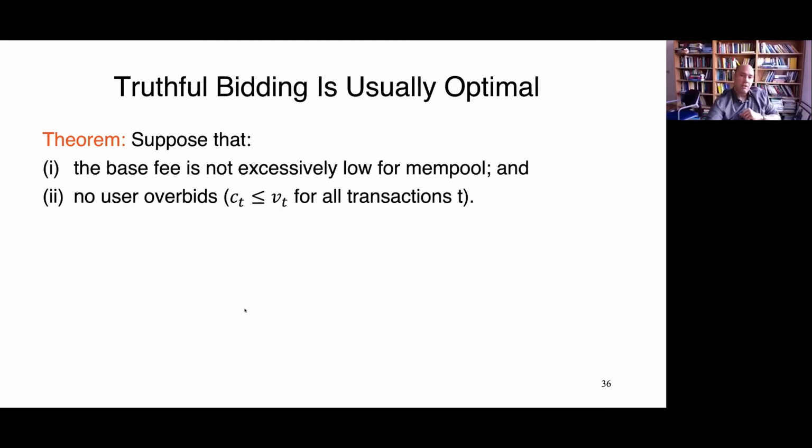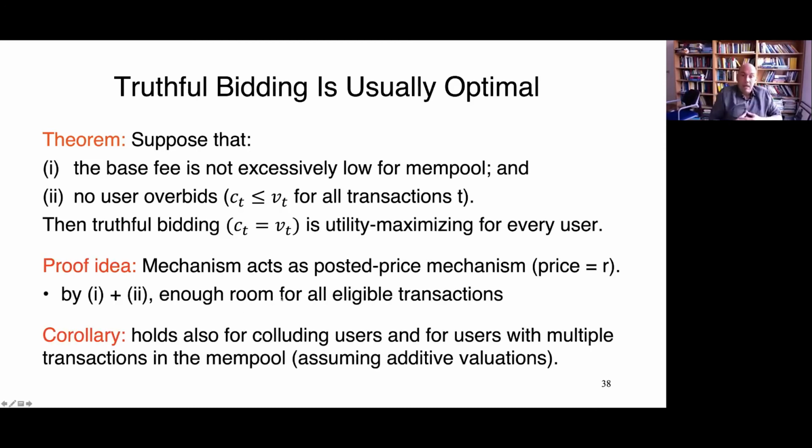Now, as long as these two things are true, then in fact, truthful bidding is guaranteed to be utility maximizing for every user, no matter what their valuation, no matter what the valuations of the other bidders as well. Okay, so in that sense, it's a dominant strategy to bid truthfully.